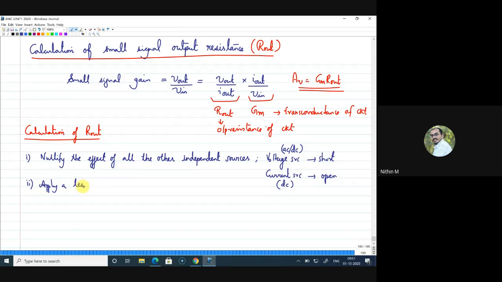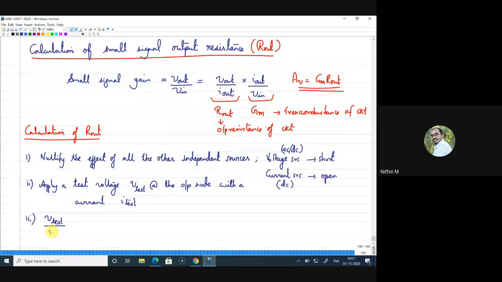After this procedure, I'll explain how to calculate that. So apply a test voltage V test at the output node with a current I test. That is the second step. And the third step is evaluate V test by I test and mark it as R out dash. Right. So I will explain that here.